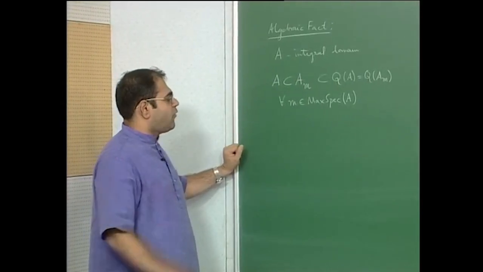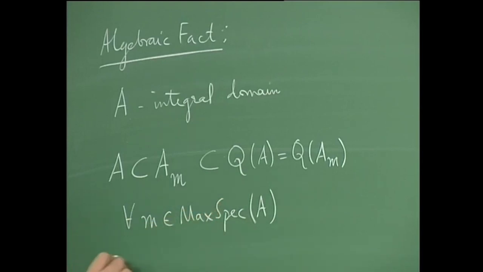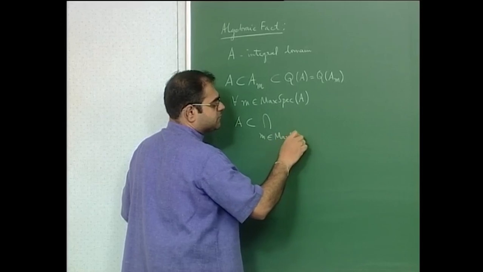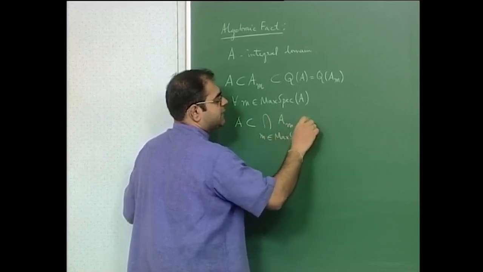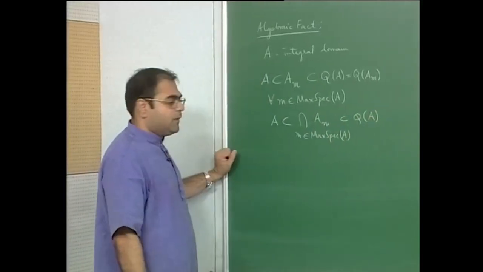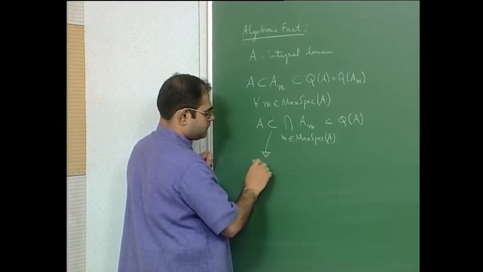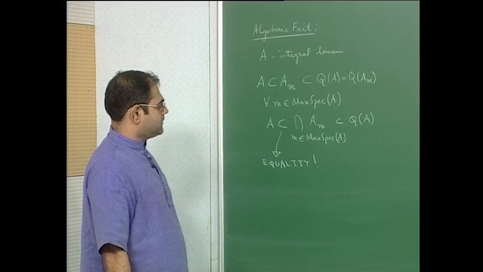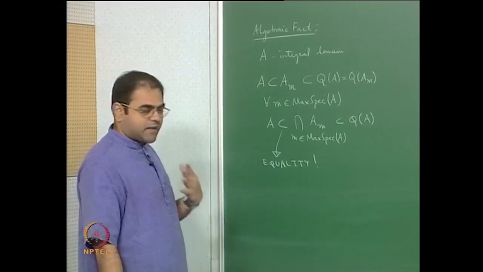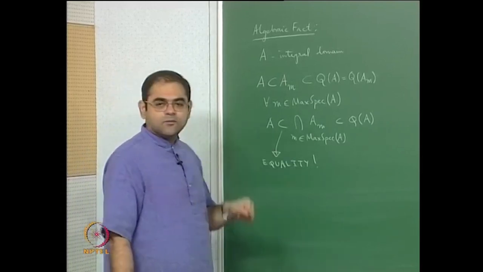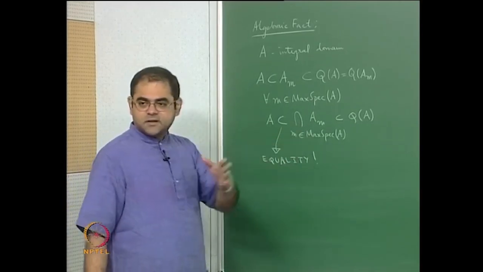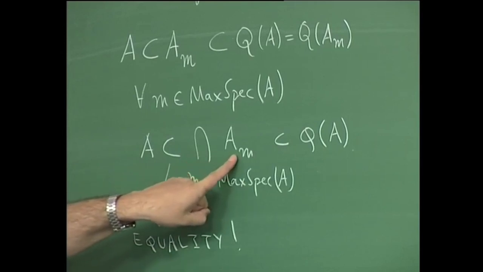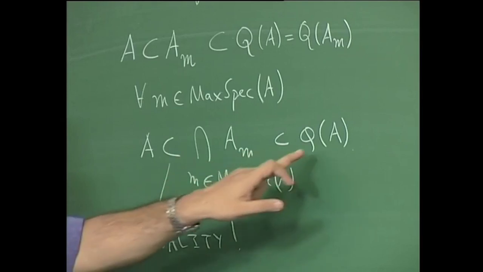This always happens, and what this tells you is that A is contained in the intersection of all the localizations at various maximal ideals inside the quotient field. But the fact is that this is actually an equality, if you go through the proof of the statement that we made last lecture, that a rational function is a global regular function if and only if it occurs in every local ring. The commutative algebra that we did there actually proves this: if A is an integral domain, then A is exactly the intersection of all its localizations at various maximal ideals, the intersection being made sense of in the quotient field of A.